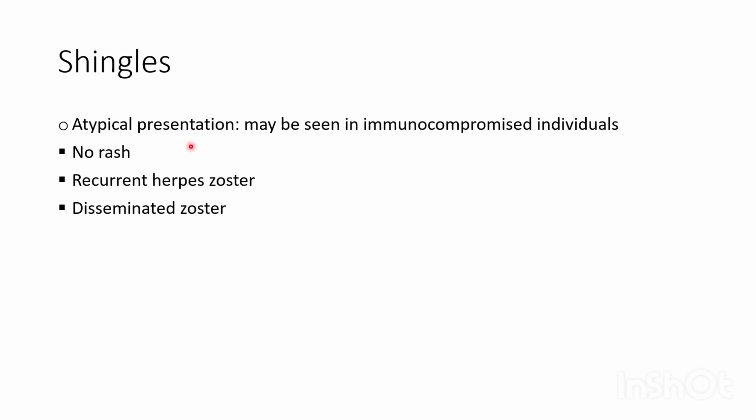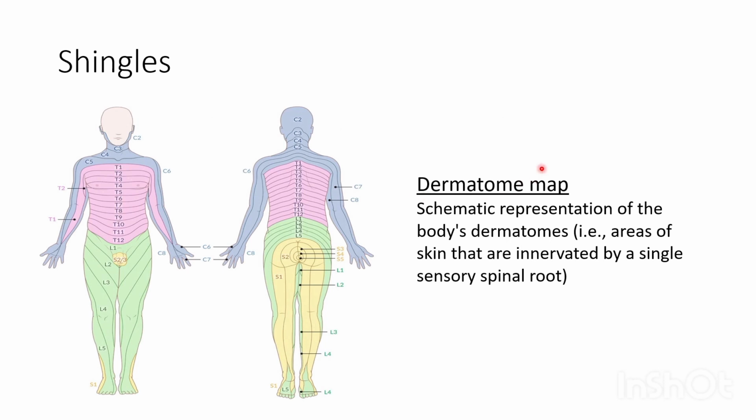Atypical presentations of shingles may be seen in immunocompromised individuals: no rash, recurrent herpes zoster, disseminated zoster. Dermatome map: a schematic representation of the body's dermatomes, that is, areas of skin that are innervated by a single sensory spinal root.